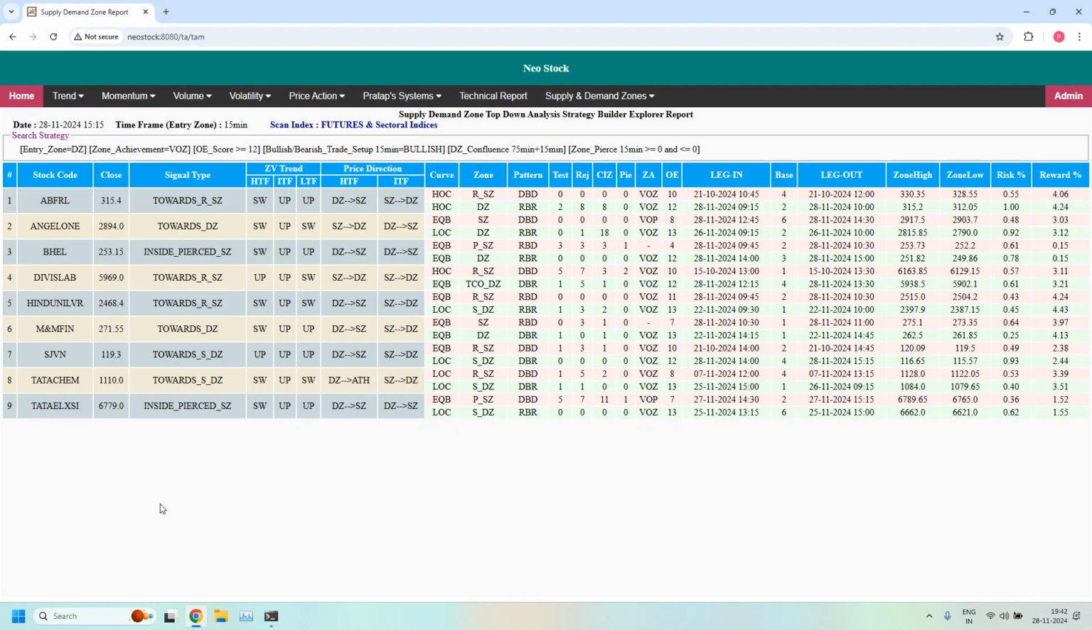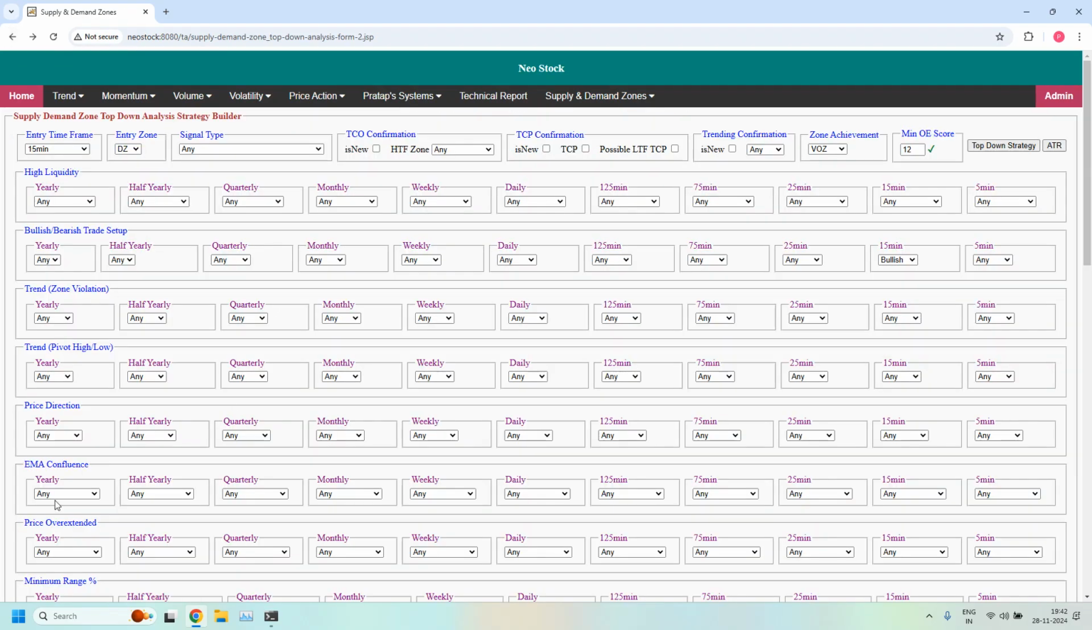So these 9 stocks, the 15 minutes demand zones are part of the 75 minutes demand zone. Because the 75 minutes trend, that is ITF trend, is uptrend, if those 75 minutes zones are having daily EMA confluence, they could be even more high probability trade setup supported stocks. Let's verify. In the EMA confluence at 75 minutes time frame, 75 minutes demand zone having daily EMA confluence.